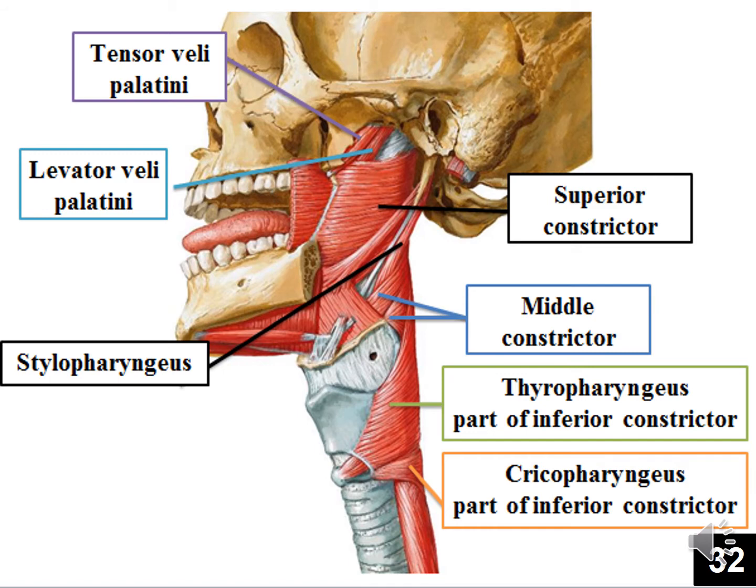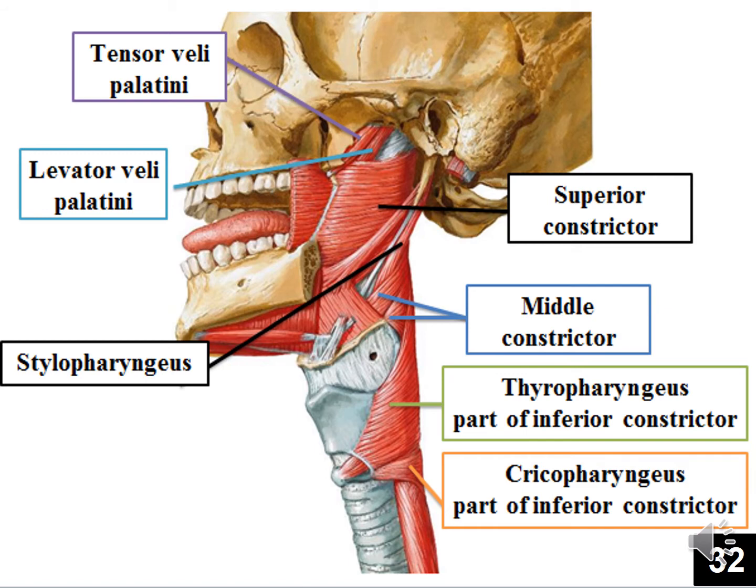الثالثة salpingopharyngeus. هلا you can see أيضا above the upper border of superior constrictor التنسر villi palatini indicated by the purple، و by the blue color elevator villi palatini، وأيضا خلفهم هذا الأبيض هو pharyngobasilar fascia.